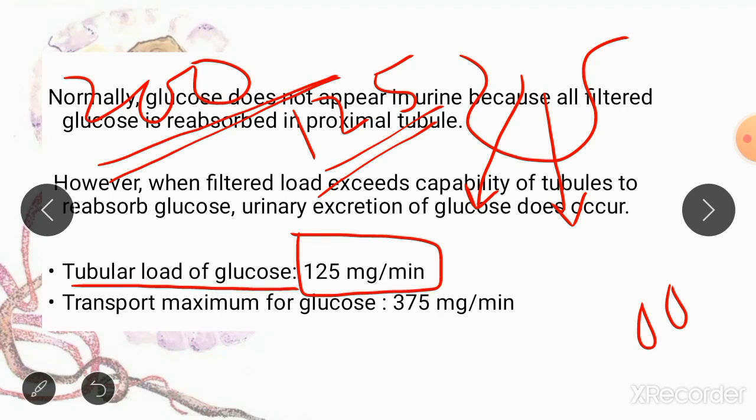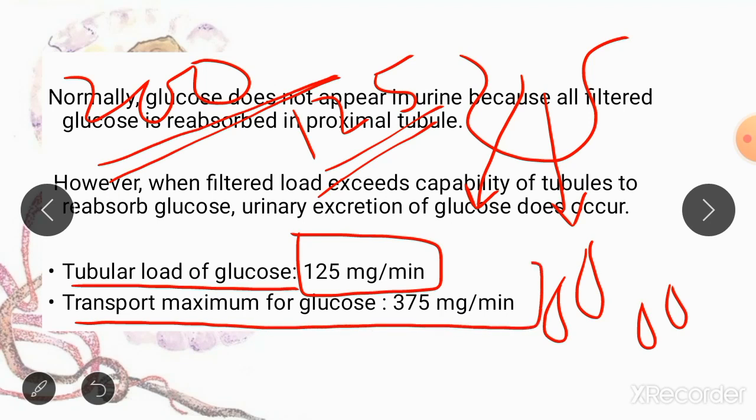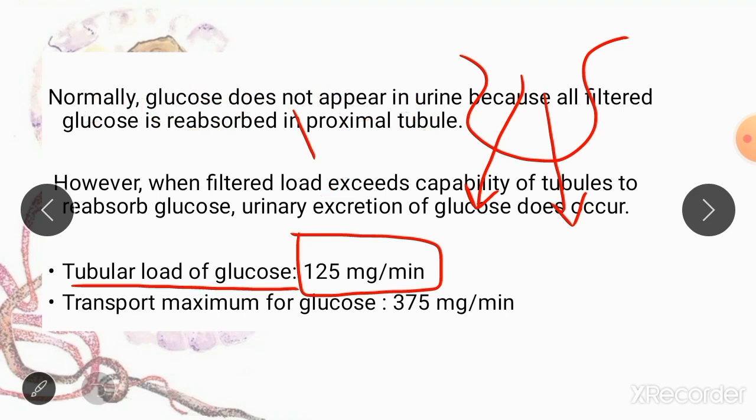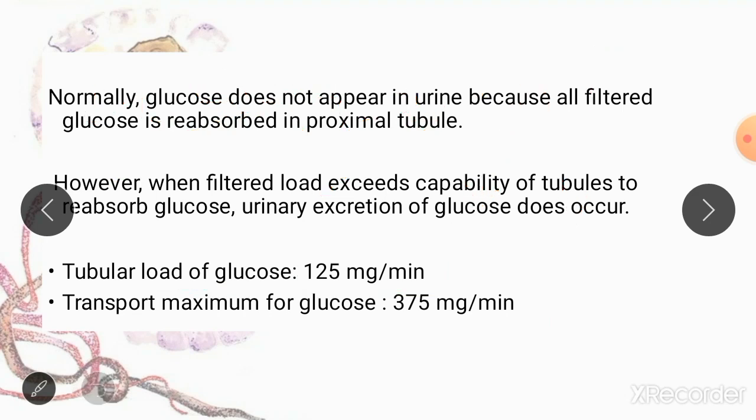And when the glucose concentration in your blood increases further, there comes a time when all of this glucose is going to appear in the urine, and this concentration is known as the transport maximum, and it is around 375 milligrams per minute. So let me explain this with the help of a graph. I hope you understood these three terminologies. Now let us put these three terminologies to a practical graphical representation.